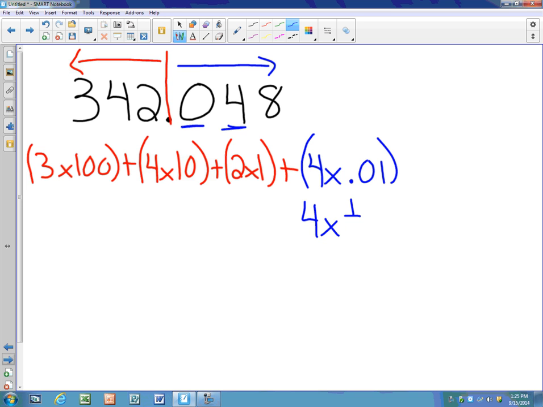I'm writing it both as decimals and fractions so that you can see it both ways. And then last is the 8 in the thousandths place. That's the farthest we go out in 5th grade.